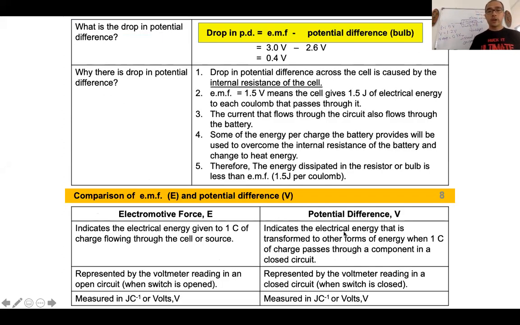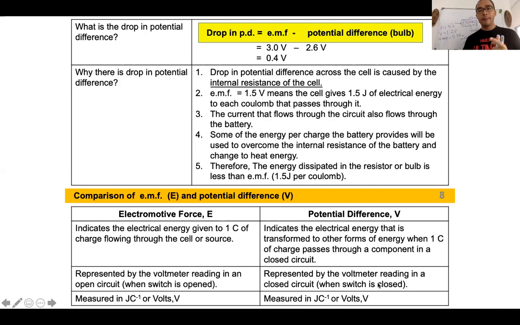Okay, so this is the comparison of EMF and potential difference. Both are measured in joules per coulomb or volts. But this is the thing. Electromotive force is represented by the voltmeter reading when the switch is open, or an open circuit. Okay, potential difference yang kita sudah biasa buat, the reading of the potential difference is represented by the voltmeter reading in a closed circuit. Bila kita sudah turn on the switch, when the switch is closed, then the reading of the voltage there is the potential difference.